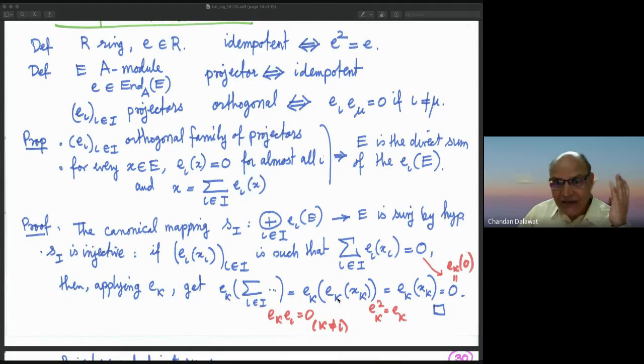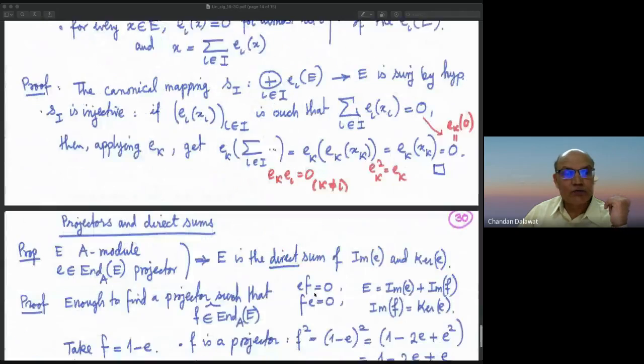Now E kappa E kappa is E kappa. That's the definition of a projector, right? The square is equal to itself. So I get E kappa X kappa, whereas on the right hand side, I get 0. So each of the components is 0, and therefore the mapping is injective. So this proves the proposition.